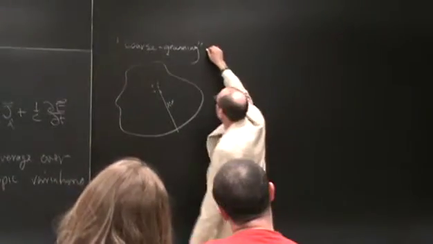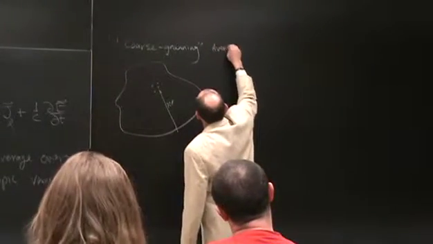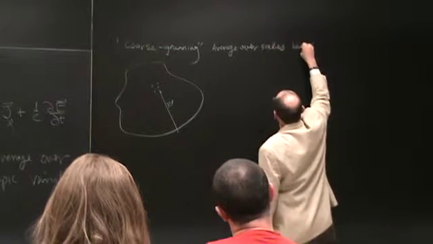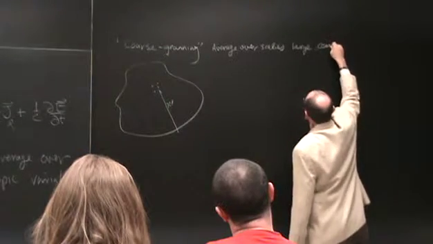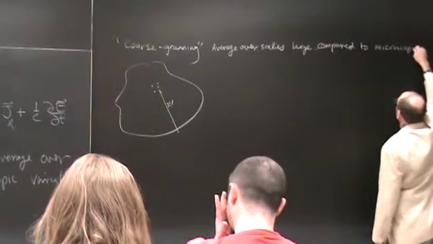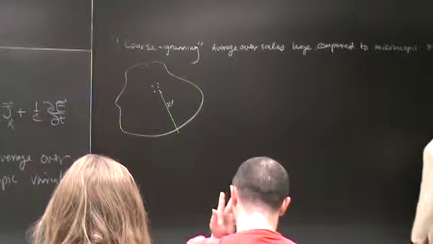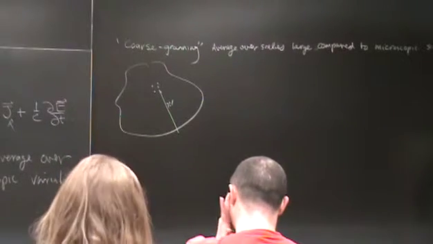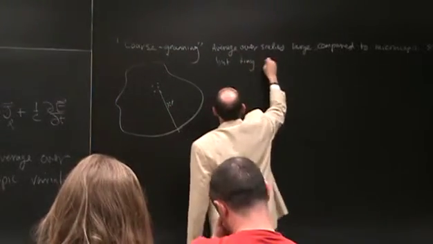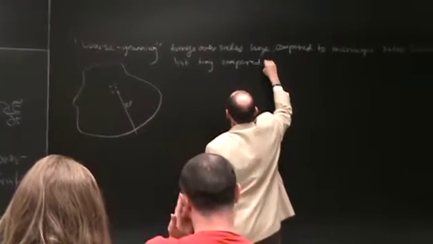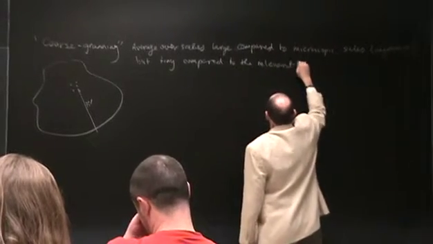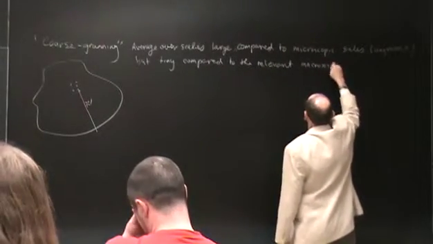Okay, so coarse graining means we're going to average over scales large compared to microscopic scales, but tiny compared to the relevant macroscopic scale. Now, that of course is a fairly qualitative thing.